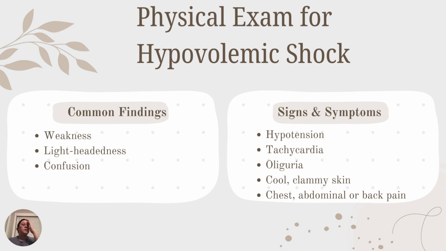So for the physical exam for hypovolemic shock, some common findings you're going to see are weakness, lightheadedness, and confusion. And then your signs and symptoms are going to be hypotension, tachycardia, oliguria, cool, clammy skin, and chest, abdominal, or back pain. In order to really effectively treat this one and even diagnose it, you've got to be able to determine what caused the injury that's got the patient to the point where they have internal bleeding or they're hemorrhaging.